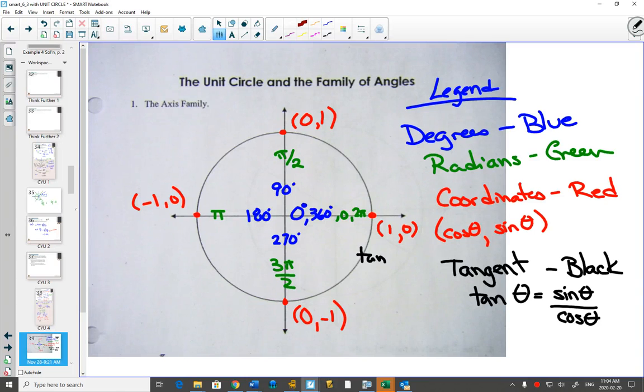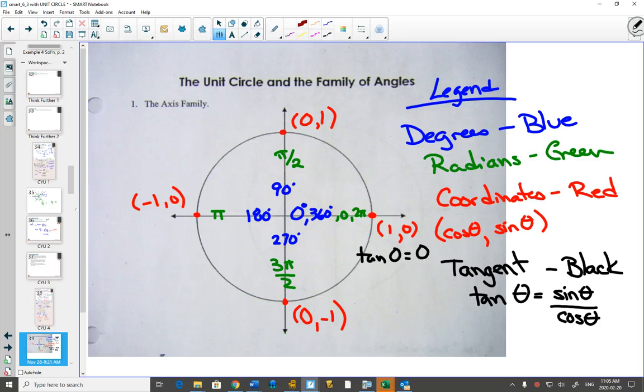For tangent, we're going to write the angle. So tan of 0 is equal to what? We have to use our big ideas to figure this out. Tangent is sine divided by cos. Your points on your unit circle are cos comma sine. So my sine value is 0. My cos value is 1. If I do 0 divided by 1, tan of 0 will be 0.